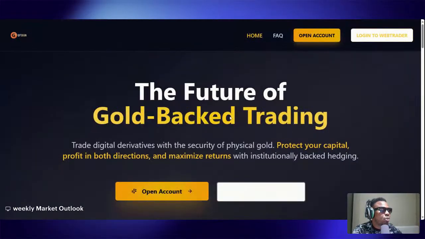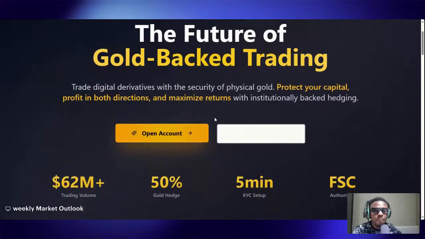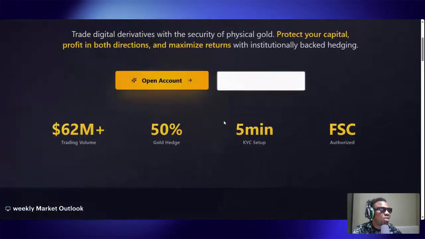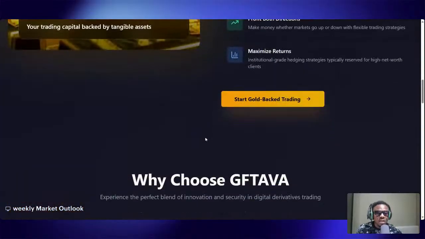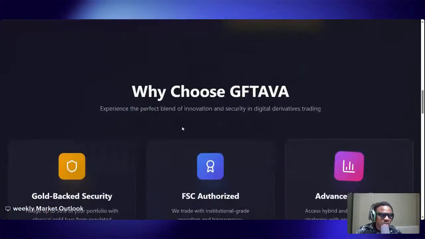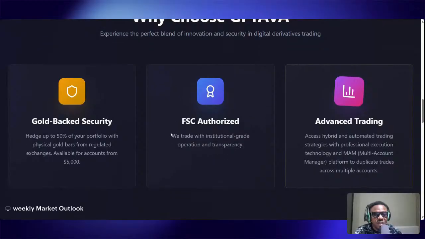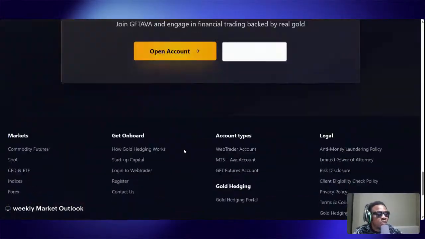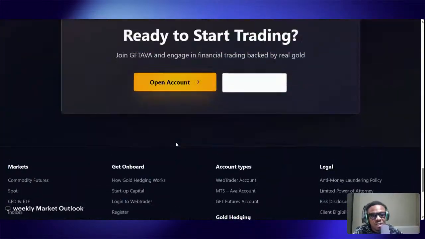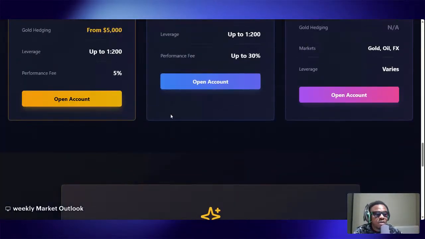So what I was explaining to you about the GFT was the gold-backed trading where you can hedge. Let's say you have a five-thousand account, maybe even if it's on AvaTrade, there's the possibility of hedging, so you can make profit on both sides. This platform is designed for it, and it's one of the best platforms.